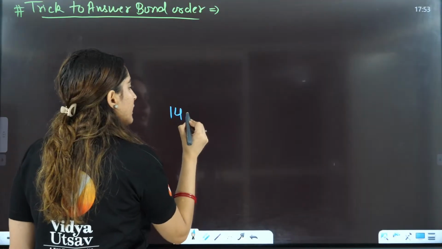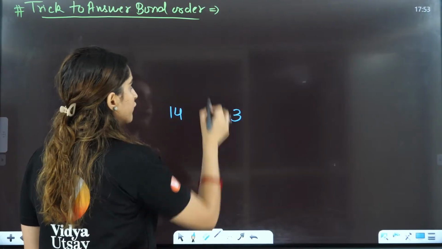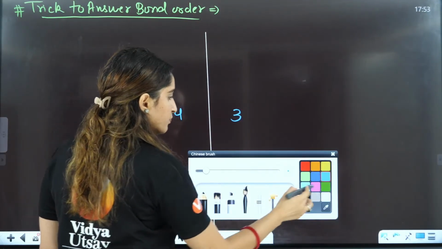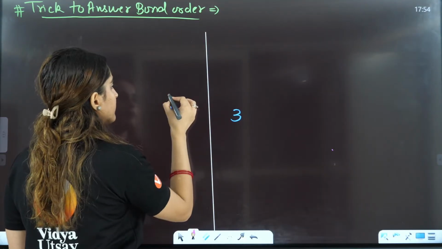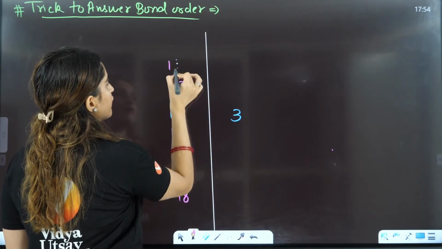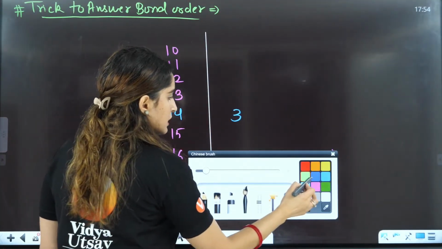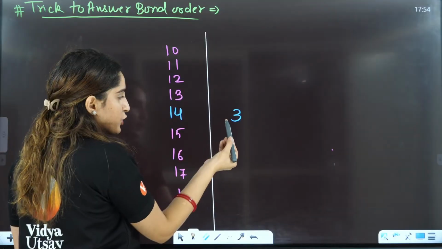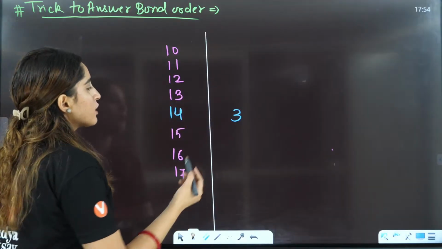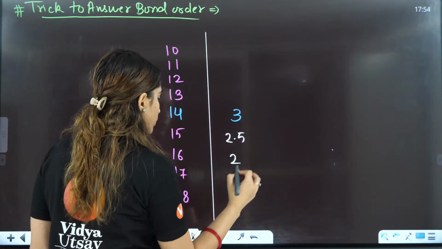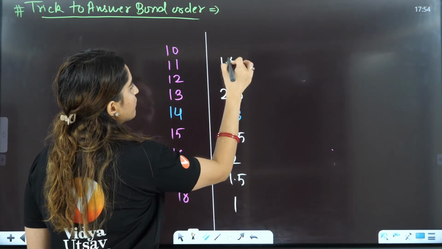So now, 14 electrons always correspond to bond order 3. For 14, always the bond order will be 3, right? Now what we'll do: below it, 15, 16, 17, 18, above it, 13, 12, 11, 10, and corresponding to that you will have the bond orders. You can subtract 0.5 below and above, right? So it will be 2.5, 2, 1.5, 1.